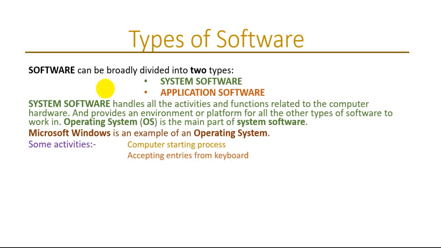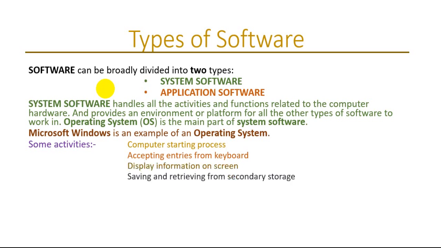Then accepting key entries from the keyboard. Now this one is independent of the application. For example, whether you use Microsoft Word or Excel or PowerPoint, in all those applications you have to type something through the keyboard and you have to show something on the screen. So all these jobs are done internally by the system software. System software is taking care of it. That's why we don't have to worry about those. Then display information on the screen.